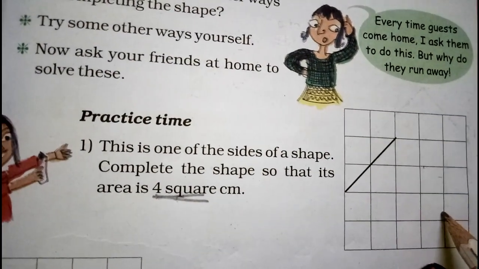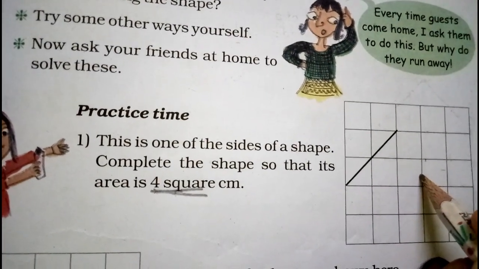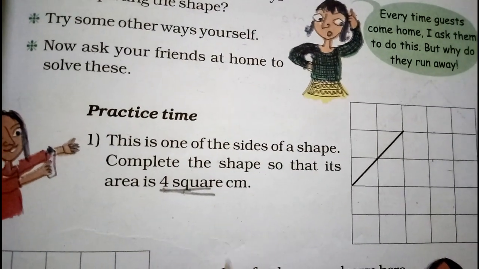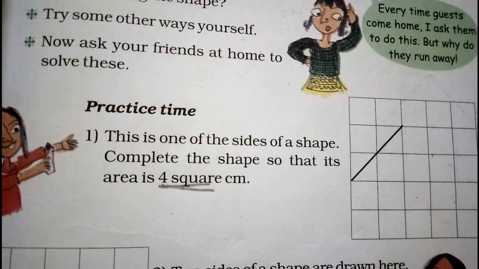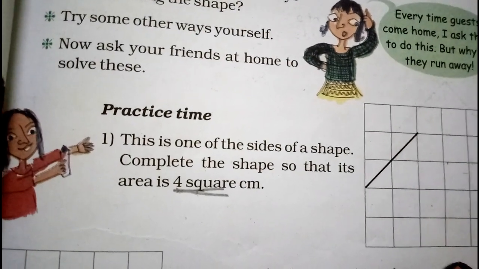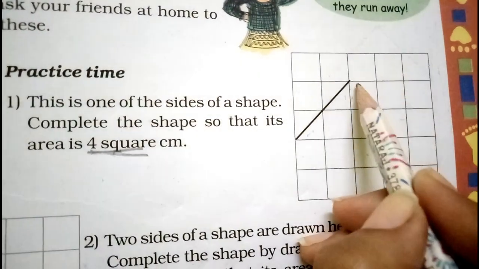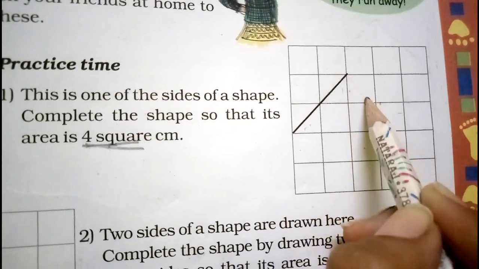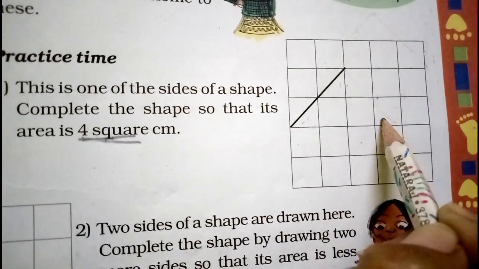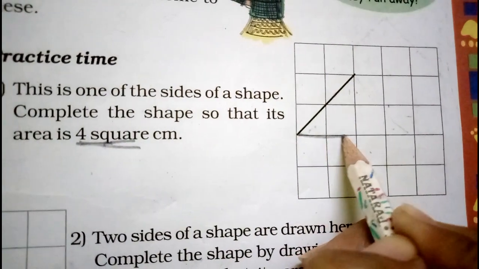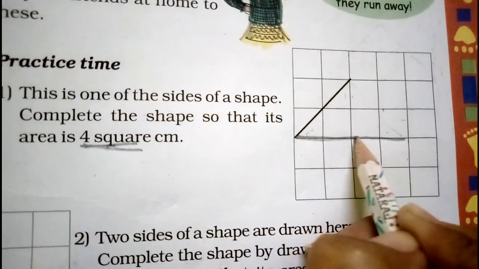What we have to do? We have to complete this shape. बट कैसे शेप कंप्लीट करना है, उसका एरिया 4 स्क्वायर सेंटीमीटर हो सके. So let's try how to make the 4 square centimeter. Okay, now here half we have. Okay, 4 बनाना है, then 1, 2. Okay, we can make it like this. Okay, we'll make a triangle only.